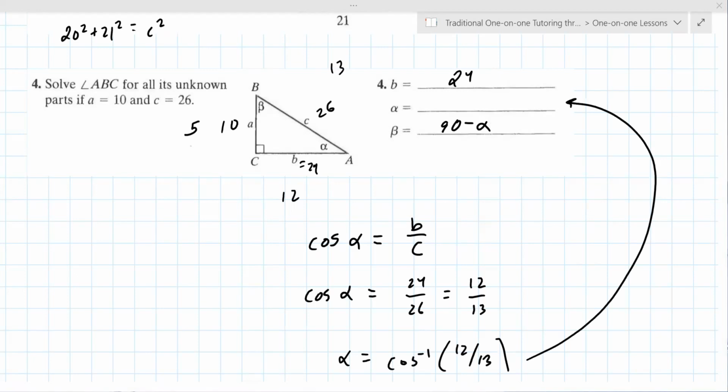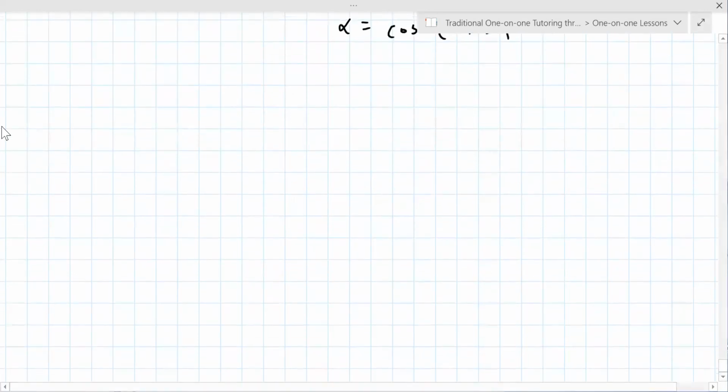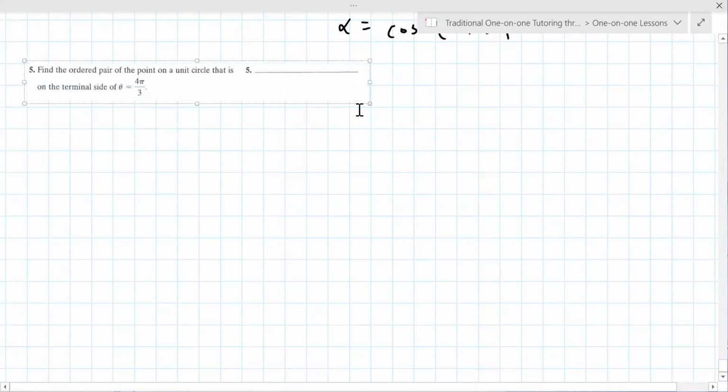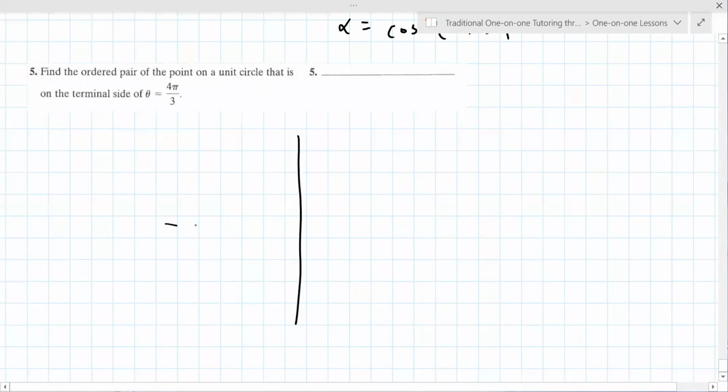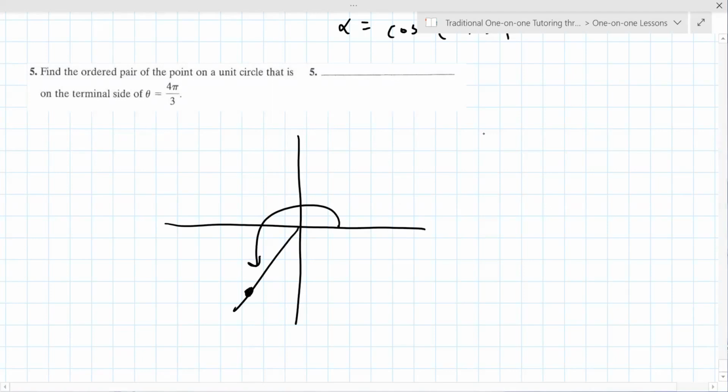All right, number 5. Find the ordered pair on the point on a unit circle that is on the terminal side. They're basically telling you go to your unit circle, find 4 pi over 3, which is here, and figure out that ordered pair. Do you know how to find values on your unit circle? If you're not comfortable with that, please take a look at it. There's not much more to it.